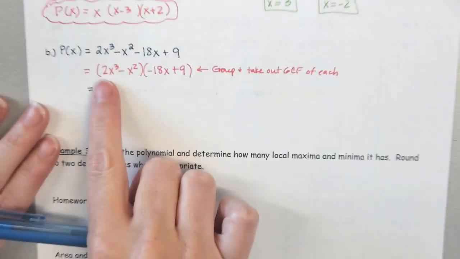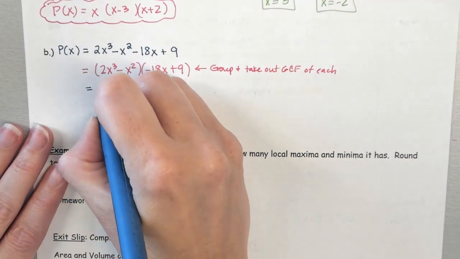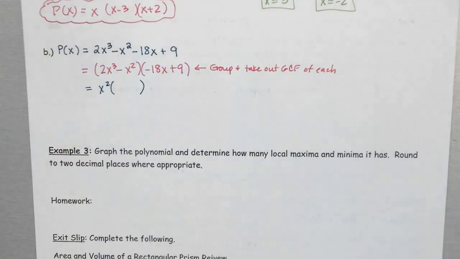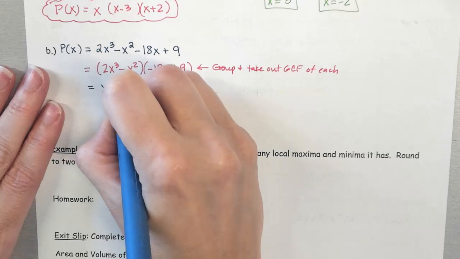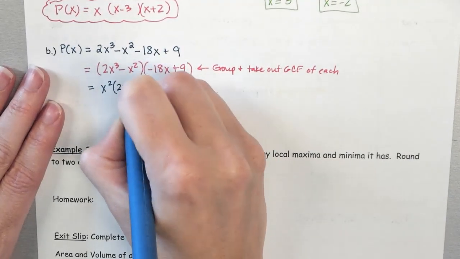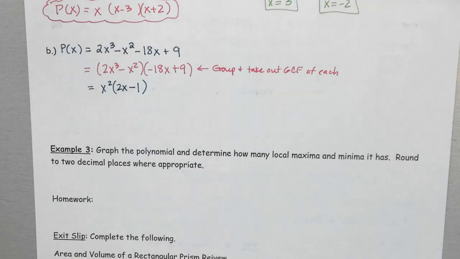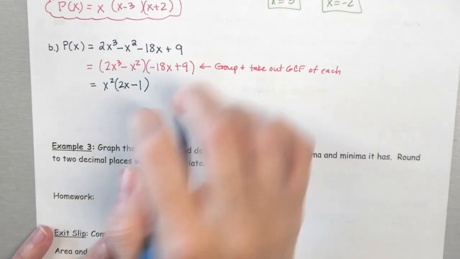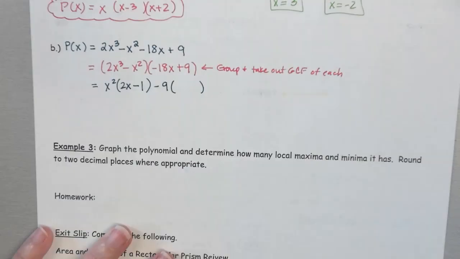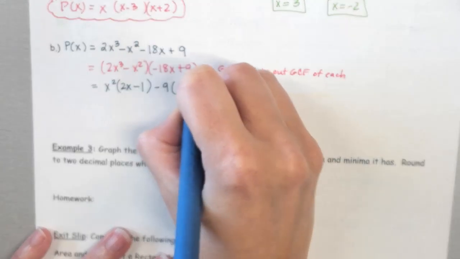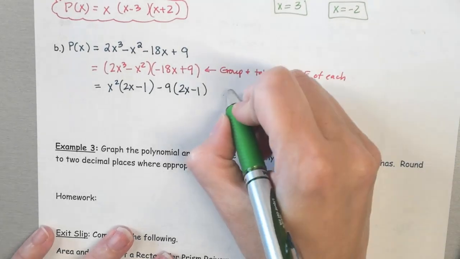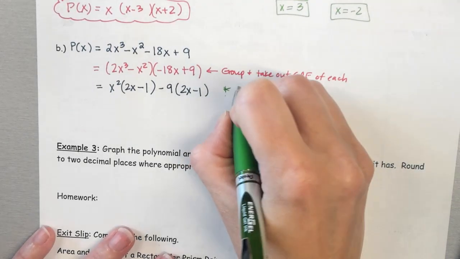Okay, so with this one, you can only take out x squared. When you're taking something out, you're dividing. So 2x cubed divided by x squared is going to be 2x. Anything divided by itself is 1, and then because you have a negative there, it's going to be 2x minus 1. Remember that when you're doing this, you want the same expression inside the parentheses. So that's why we're going to take out a negative 9. So this becomes 2x minus 1.